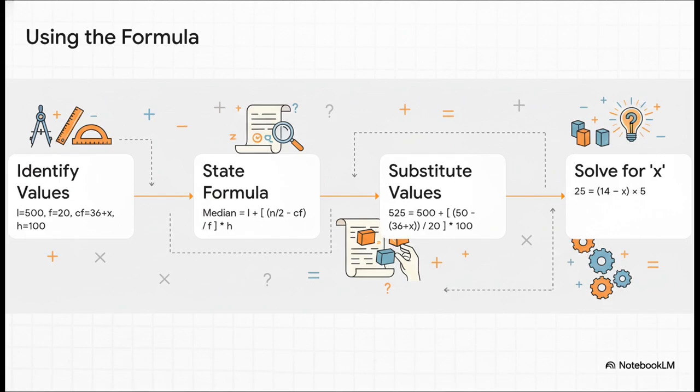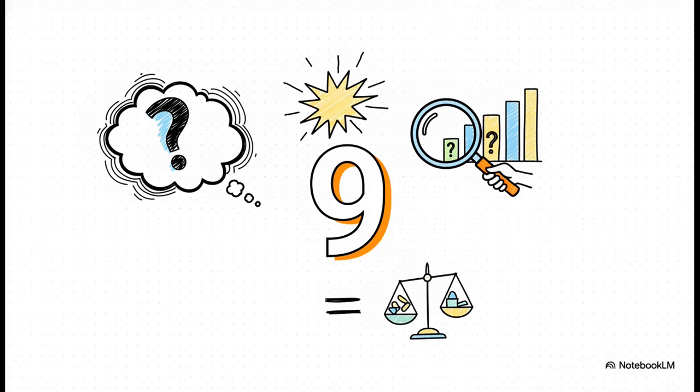And, this is the important part, CF is the cumulative frequency of the class before our median class, which is 36 plus X. Just plug all of these values into the formula, and from there, it's all about careful calculation to find X. And after solving that equation, we have our answer. X is equal to 9. We've found our first missing value. Fantastic work, detectives! The first part of the mystery is solved.